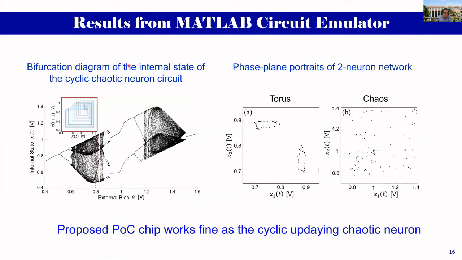Okay, so first of all, we measure the bifurcation diagram of the internal state of the cyclic chaotic neuron circuit. So this is one neuron like this. So this shows much better than before. Then we connect two neurons, and we observed the phase portrait of the output plane. X1 is the output of the first neuron, X2 the second neuron, and we get, for example, this torus attractor, and when we change the external bias, we get a chaotic attractor like this. So we are confident that the proposed proof of concept chip works fine as the cyclic updating chaotic neuron.